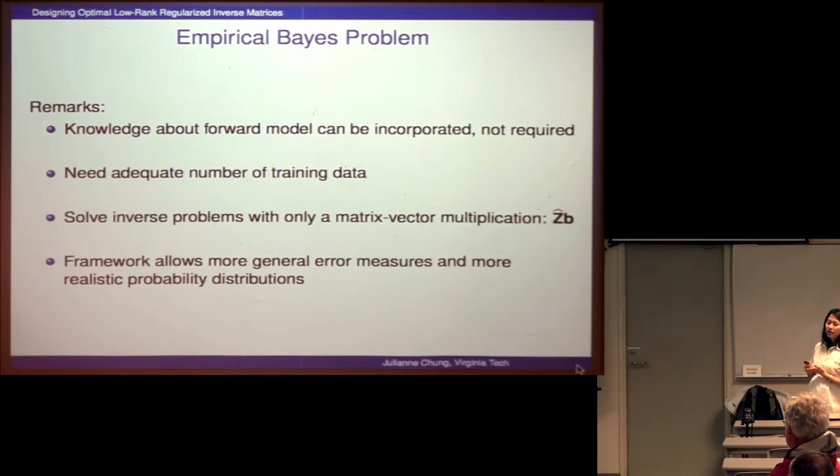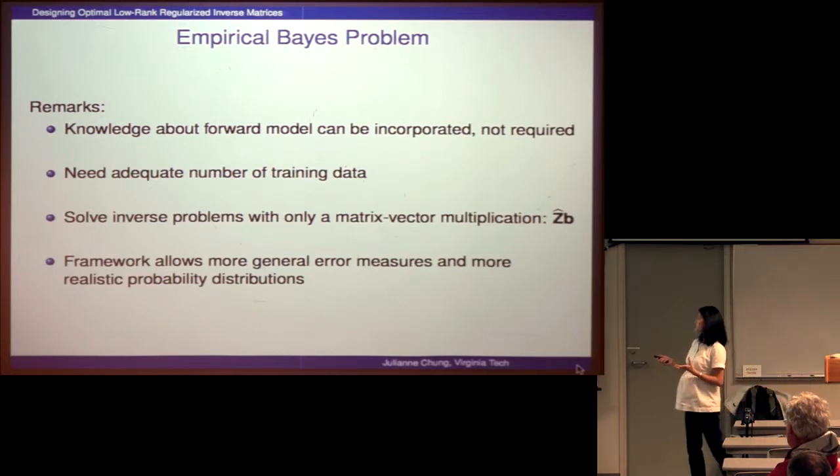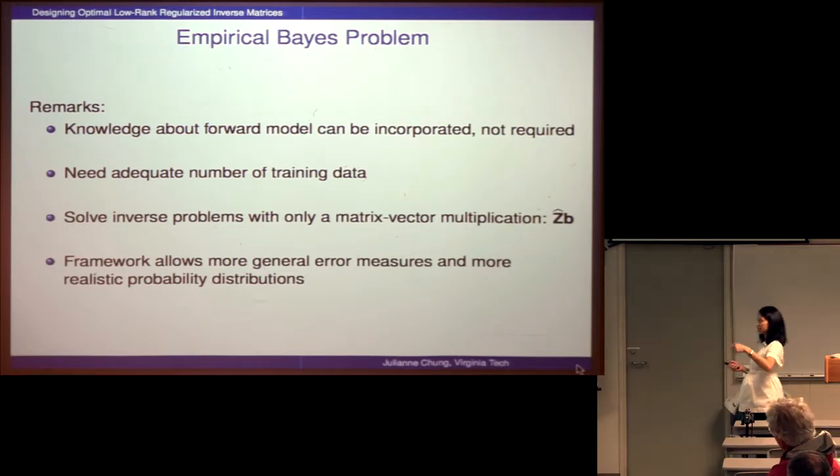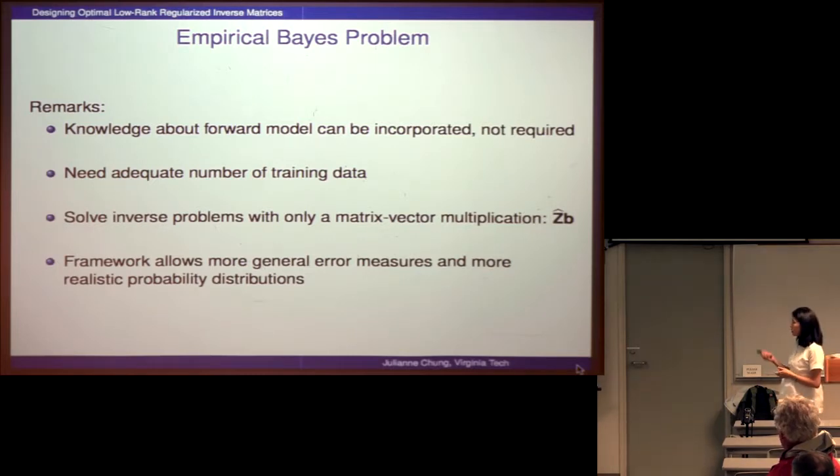For this approach, you do need to make sure you have enough training data for it to work. One of the nice things is that what you're computing at the end of the day is some matrix, Z hat, right? And so you're doing a lot of work to get this Z hat offline. But once you have it, computing a solution is very easy. You just do a matrix vector multiplication. It's very fast and very easy. And of course, you can use different error measures here.